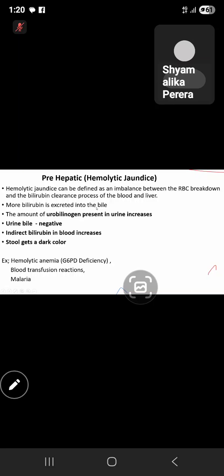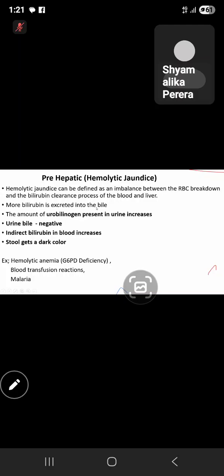But I'm talking about this pre-hepatic jaundice, which is more than that. That means the liver is unable to compensate for the amount of red cell breakdown and the amount of conjugation. The liver receives more and more unconjugated bilirubin for conjugation, but it is unable to manage the balance. So more bilirubin is excreted into the bile. More conjugated bilirubin is produced by your liver and passes through with the bile. The amount of urobilinogen present in urine also increases.